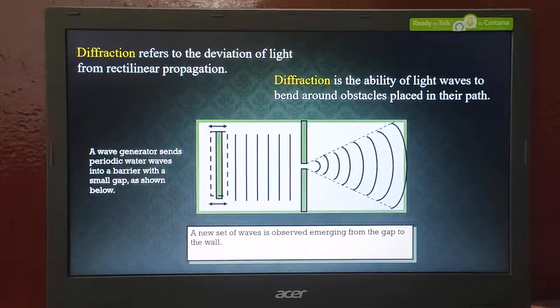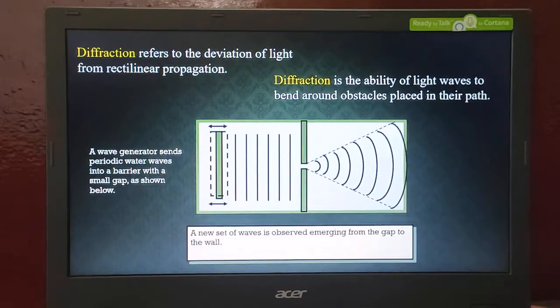For example, if the light ray is traveling in one particular direction or path, and if you place an object in the path of the light rays, the direction of the light ray can also be changed. This is the ability of a light wave. This we also call diffraction of light.